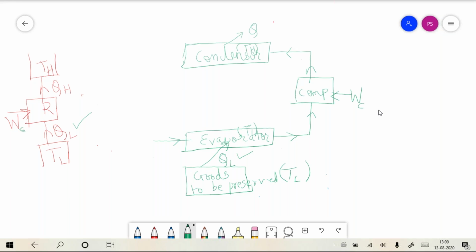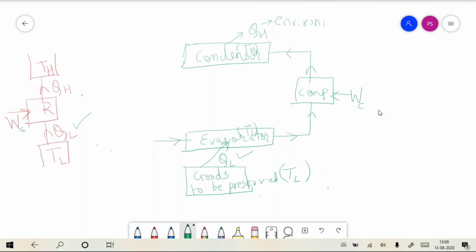And transfer it over here, which is QH. So this is QL, which is being taken. This heat, while condensation is being rejected, is ultimately transferred to the surroundings, the environment. This is thrown to the surroundings.